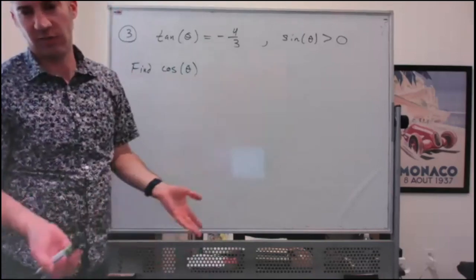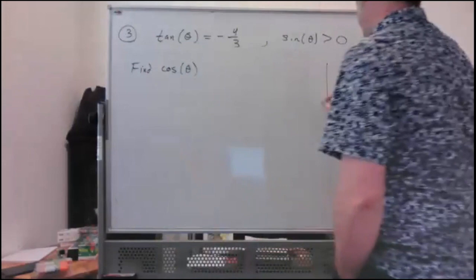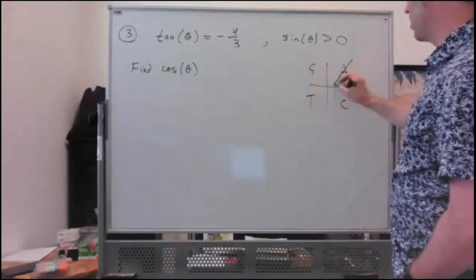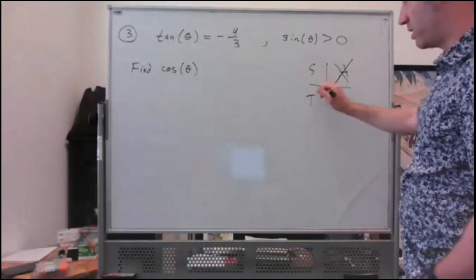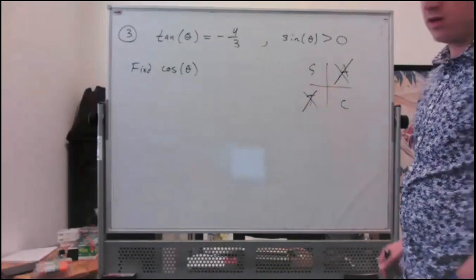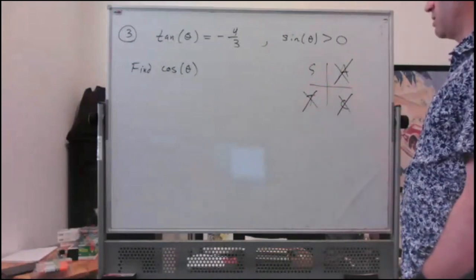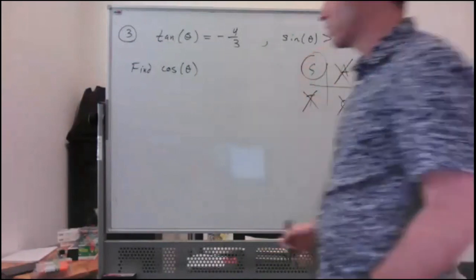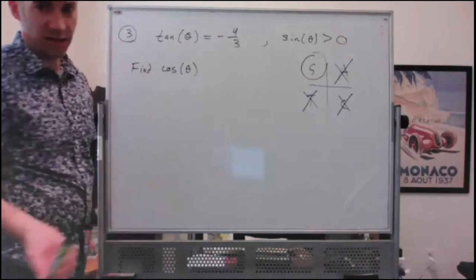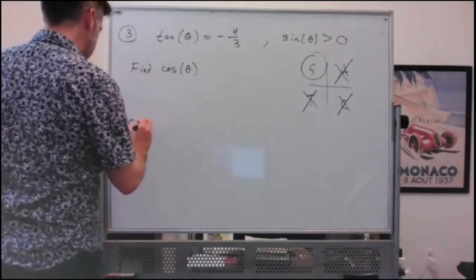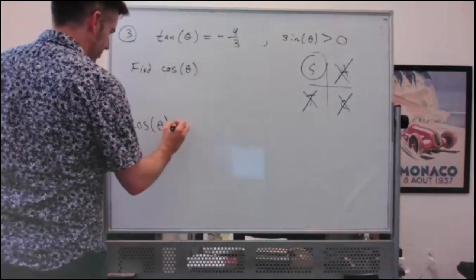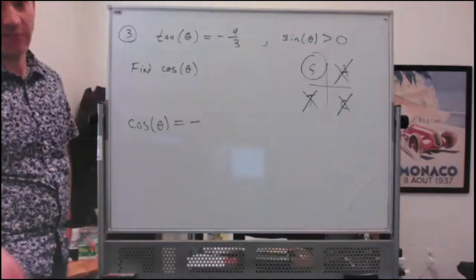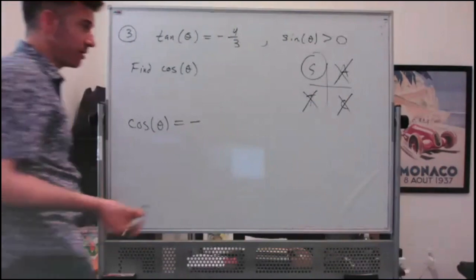You can also actually just find the quadrant, right? We know that we can't be here because tangent's negative. We can't be here because tangent's negative. We can't be here because sine is positive. We have to be here, which means cosine is going to be negative. So I already know, before I do anything else, that my answer is going to be negative something. I don't know what yet, because I haven't drawn the triangle, but I know it's going to be negative something.